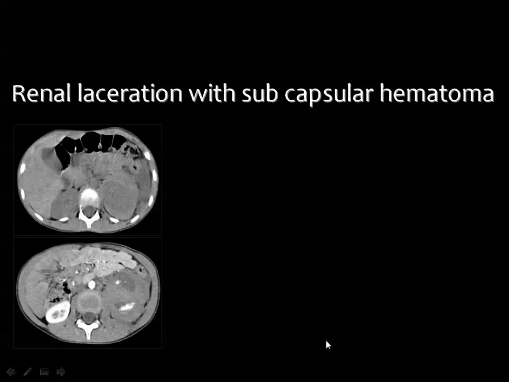And this is a child who was subjected to trauma to the left side of the abdomen, followed by immediate hematuria. The emergency CT scan performed without contrast media injection showed a swelling of the left kidney compared to that of the right kidney. And after injection of contrast, you can see that there are fragments of the renal parenchyma which show some contrast enhancement and a very big hematoma surrounding the kidney.